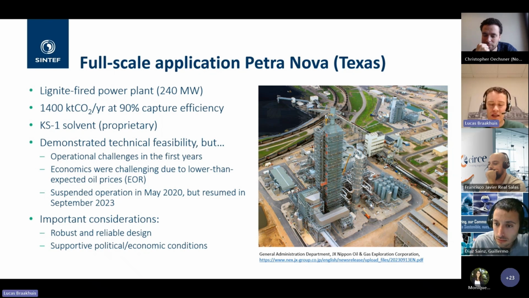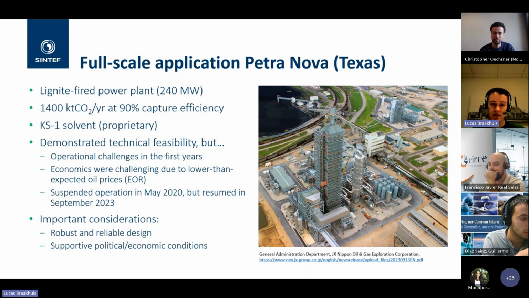Now, in the report on the operation, it was mentioned that some of these operational challenges were to be expected for such a first of a kind project at a large scale, where there's a lot of integration between different parts. But yeah, it's definitely something that has to be considered. And I can imagine also for other technologies that are not at this scale yet, these problems will probably be encountered at some point.